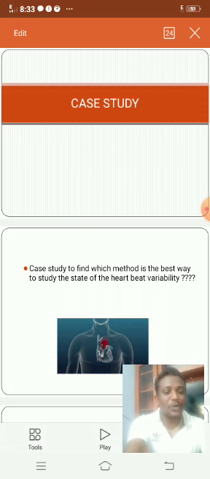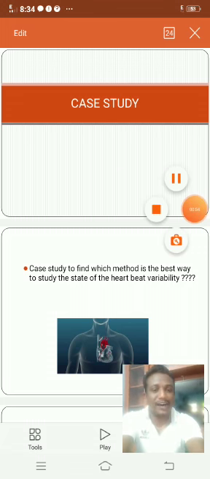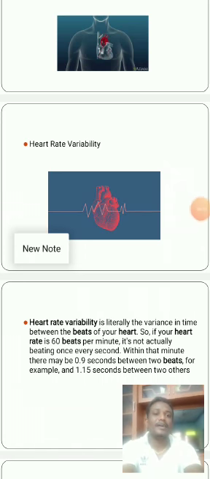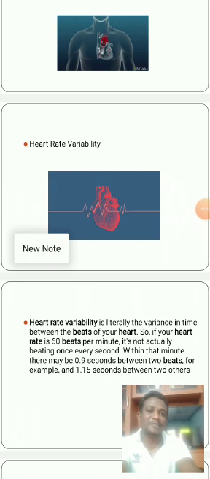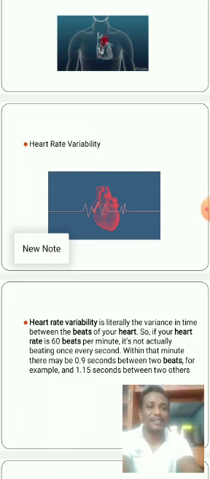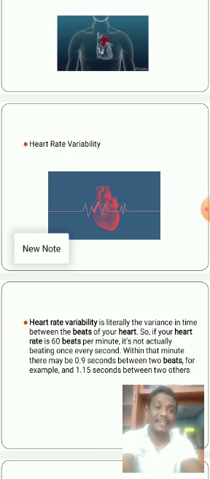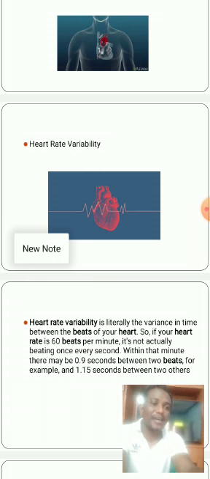First, we should know what heartbeat variability is. It is nothing but the measure of beat to beat variations in heart rate. If your heart rate is 60 beats per minute, it does not mean the heart beats every 1 second. It may have 0.9 seconds between beats or 1.5 seconds between beats, but at the end they have a total of 60 beats per minute.